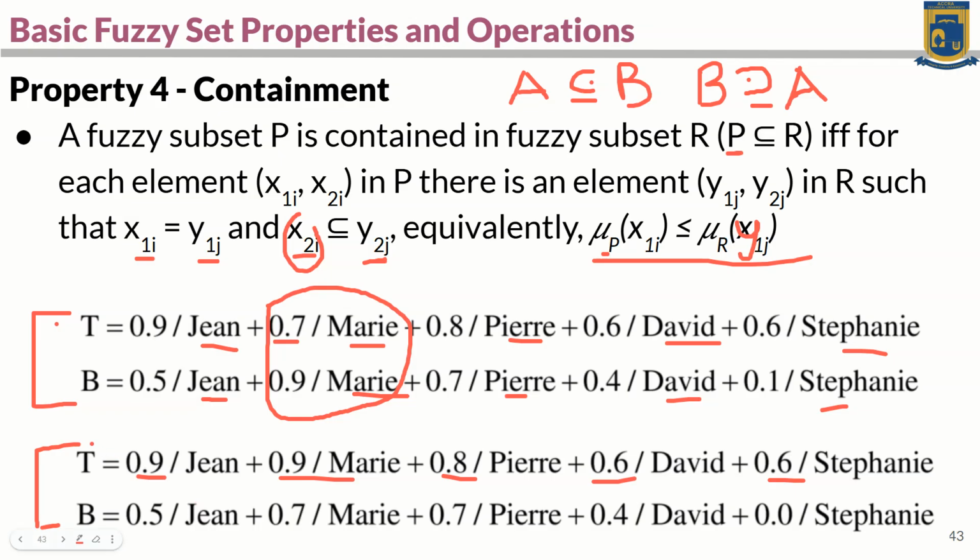But when it comes to the second one, if you check T, look at the degree of membership for all of T. They are all greater than all the degrees of membership for B. So we will say that T contains B, or B is contained in T. Are you okay? Yes, sir. All right, so let's move on.